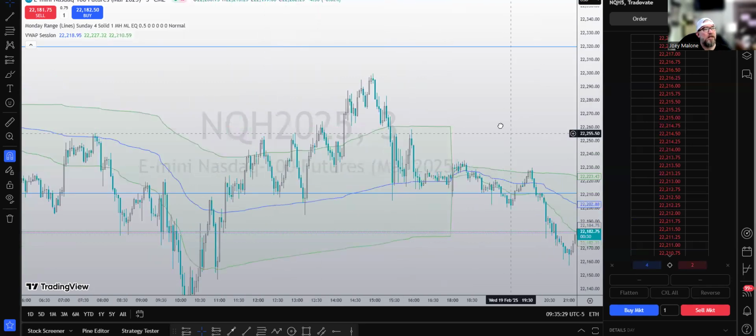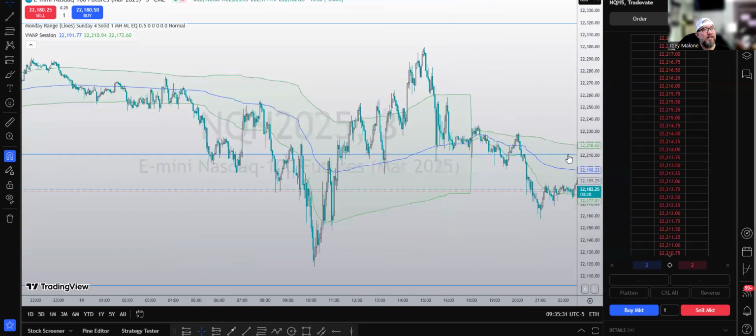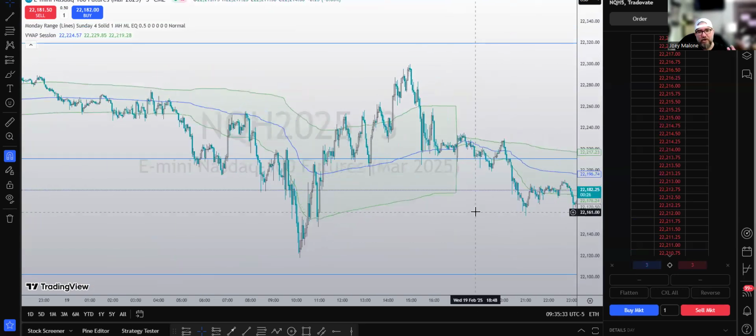Anyways, these are the two indicators that I constantly use. They are a staple on my chart. It's the reason why I hooked my Trade Ovate up to my TradingView, because I wanted to see this price action on this chart while I'm trading.